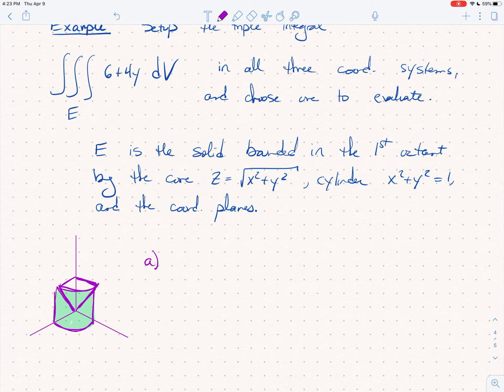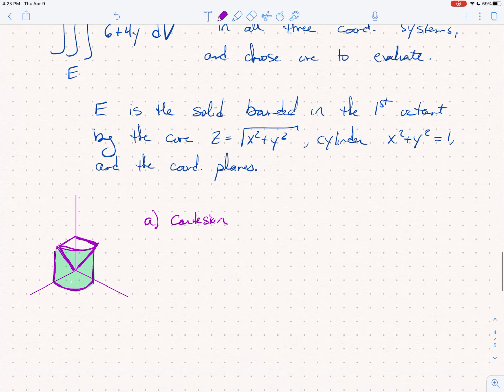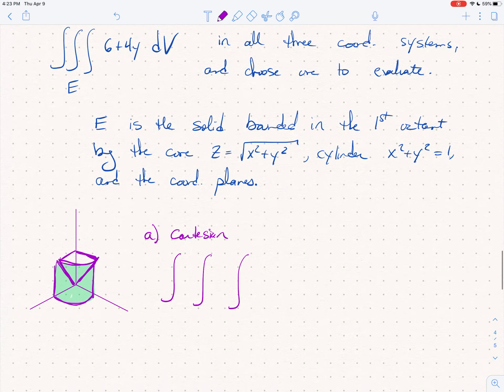So for part A, I should probably label these. We'll do this in Cartesian. First off, the integrand is 6 plus 4y. I'm going to cut this as a type 1 again. It's pretty easy to see that z goes from 0 up to the cone, and we've got the formula for the cone. So z is going from 0 to the square root of x squared plus y squared. So I'm going to put a dz down.